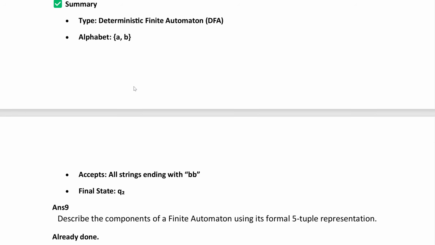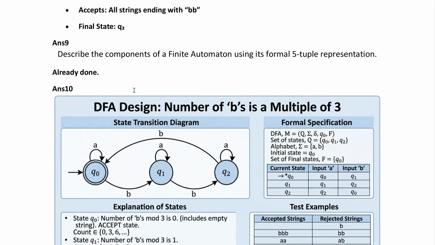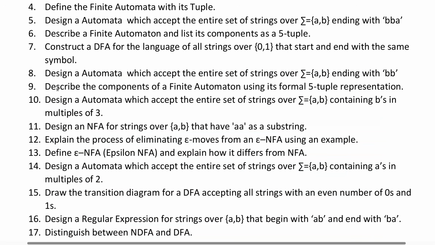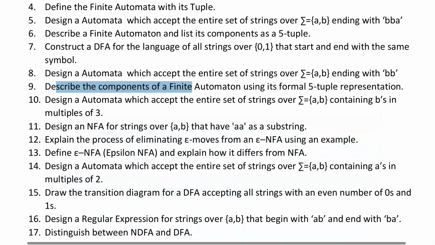Now we jump to the next question, so this is the summary for the given question. Now we jump to question number 9. Question number 9 says, describe the components of a finite automata using its formal 5-tuple representation. This question is being repeated a third time. The answer will remain the same, that is, we have already explained it, right?